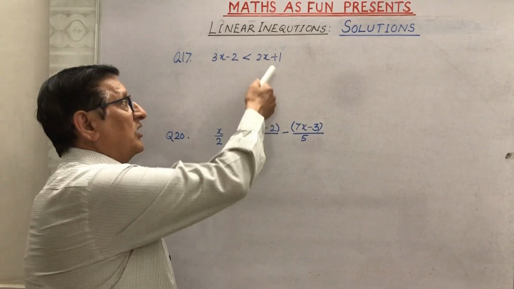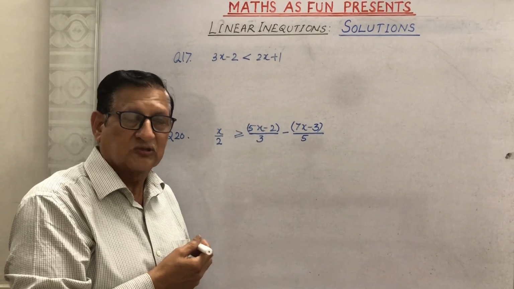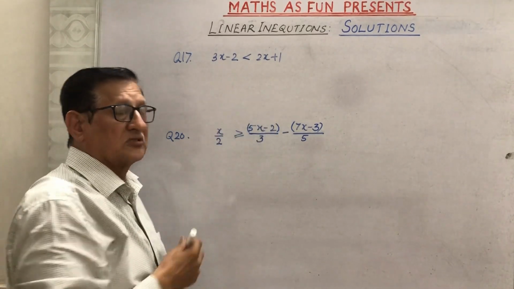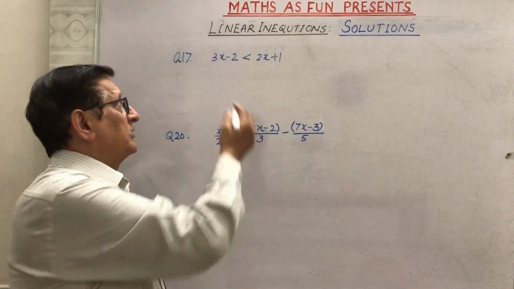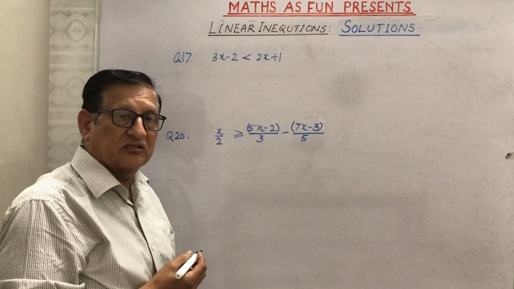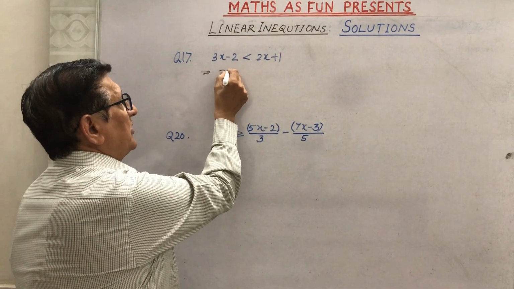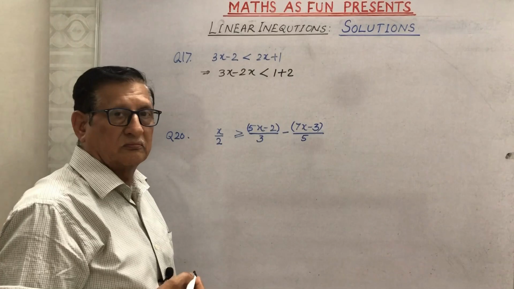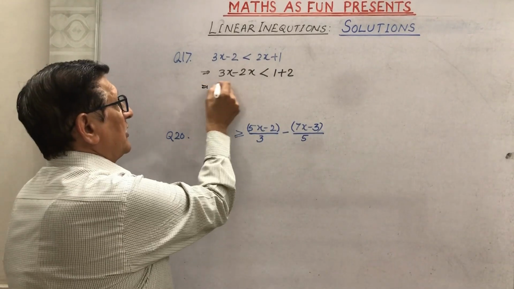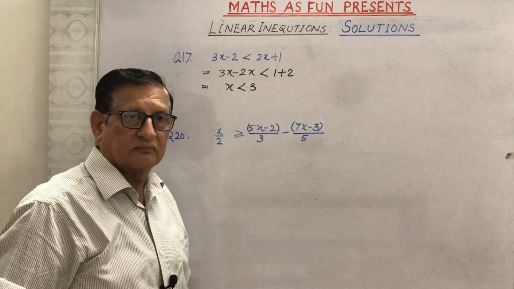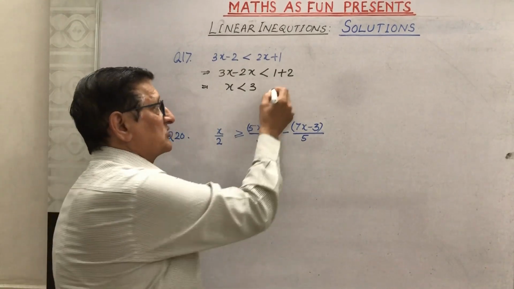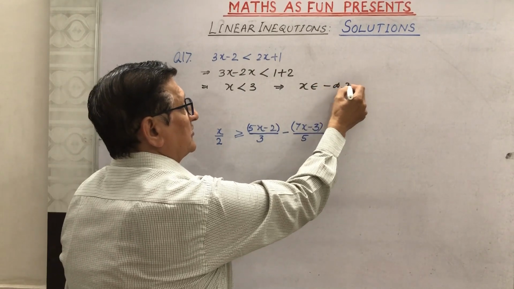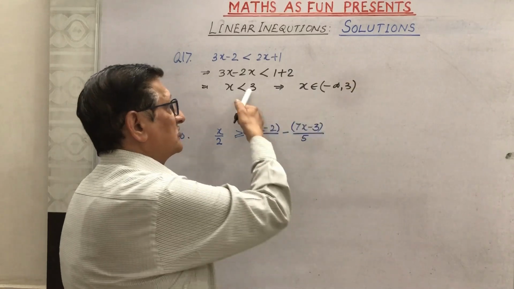Using the transposition, we have to eliminate 2x from the right side. So subtracting 2x from both the sides, or directly we can transpose this on this side, it will be minus 2x. And then minus 2 can be transposed to that side. So we are getting here 3x minus 2x less than 1 plus 2. This gives us x is less than 3. It means the solution of this is x belongs to minus infinity to 3. That is open because 3 is not included.